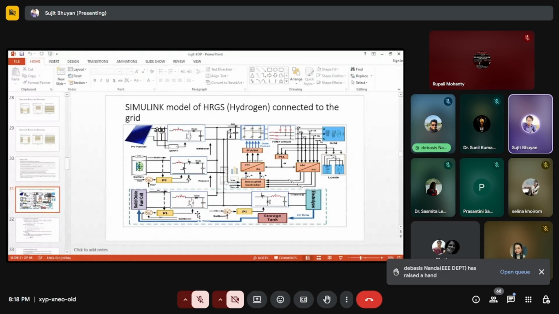And see, with the solid oxide fuel cell, I have used the boost converter, and here I have used the electrolyzer. The function of the electrolyzer is to divide the water into hydrogen and oxygen, right?